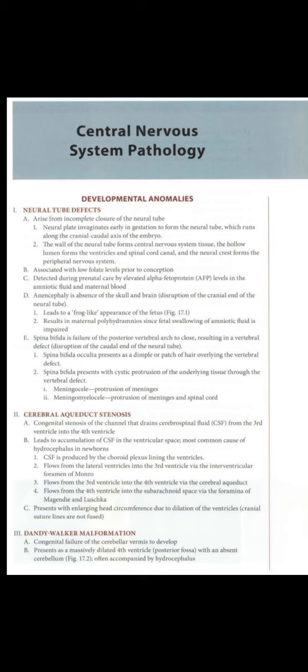Spina bifida is failure of the posterior vertebral arch to close, resulting in a vertebral defect, disruption of the caudal end of the neural tube. Spina bifida occulta presents as a dimple or patch of hair overlying the vertebral defect. Spina bifida cystica presents with cystic protrusion of the underlying tissue through the vertebral defect.